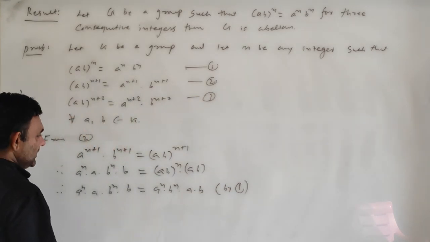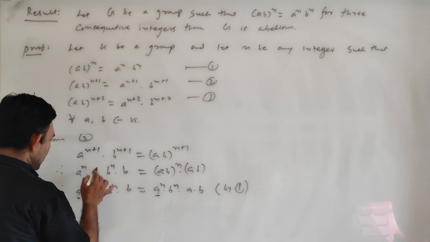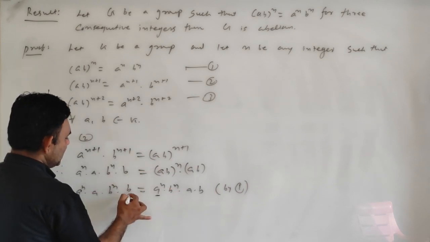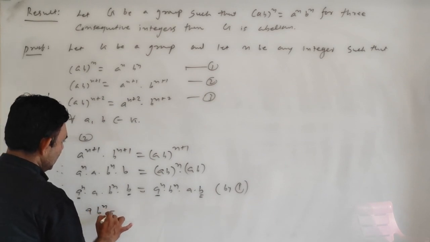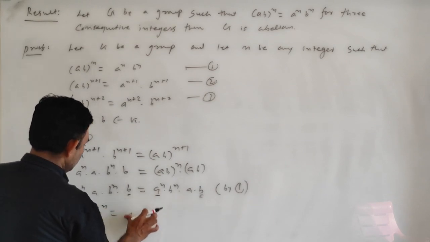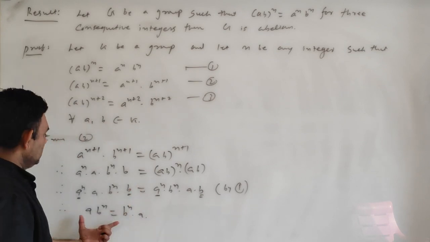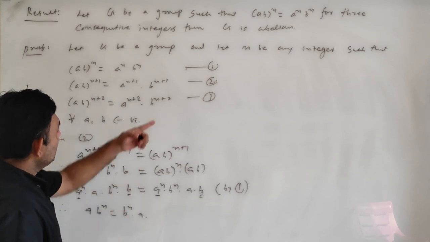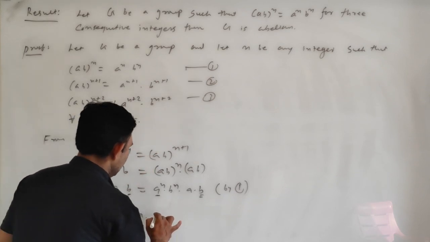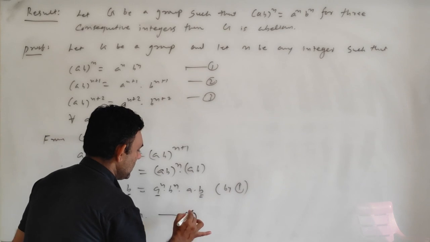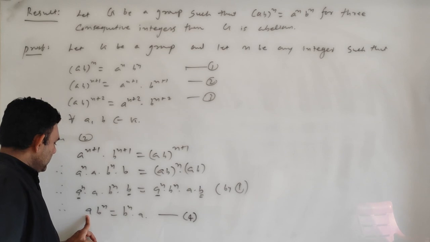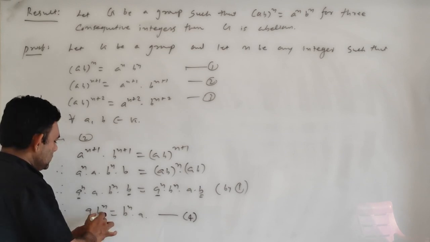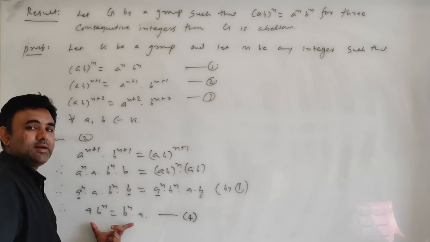So by left cancellation law, a^n I can cancel, and from the right side I have b, so I can cancel this. Therefore what I have is (ab)^n equals b^n a. I hope this is clear. Let me call this result number 4. What this 4 says is that a will commute with b^n; (ab)^n or b^n a, both are equal.